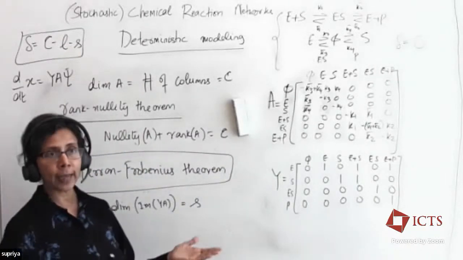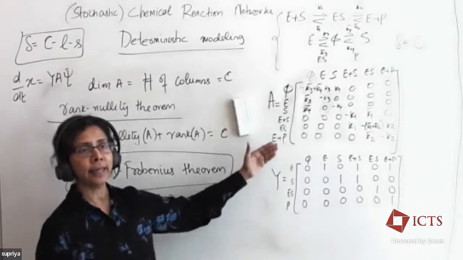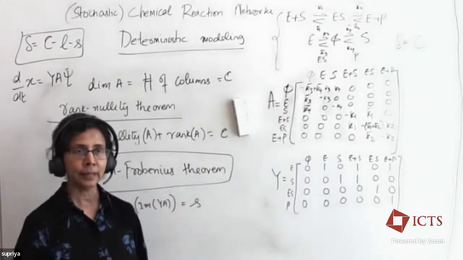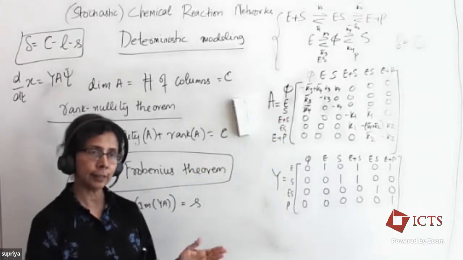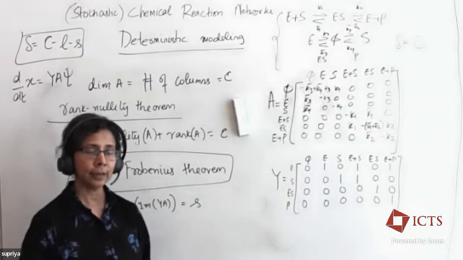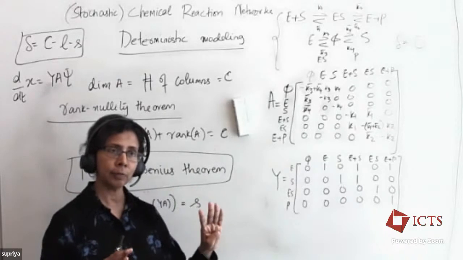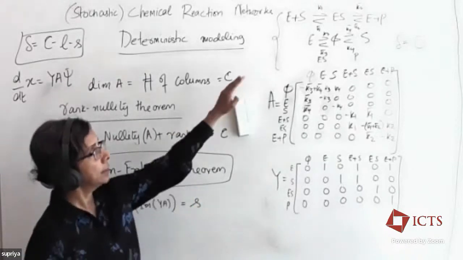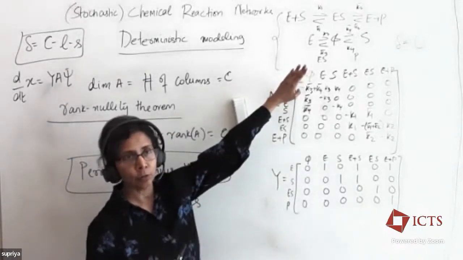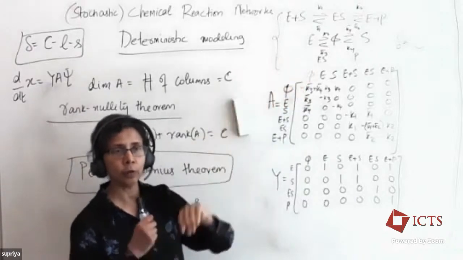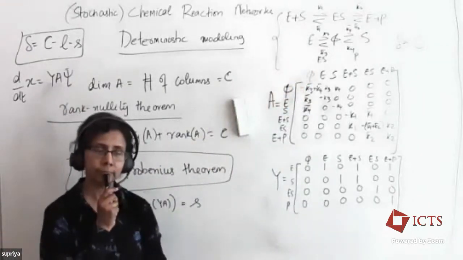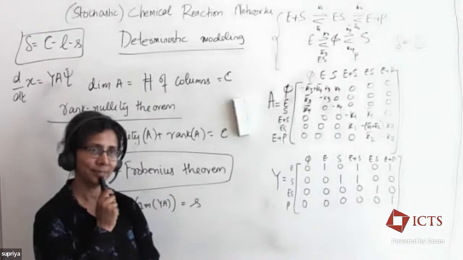But why don't you play around, take this Y and take that A and multiply them, and you get a matrix out of it, and look at the column vectors. You'll see that there will be 4 independent column vectors. They will be exactly the 4 related to the reaction vectors that we got there.